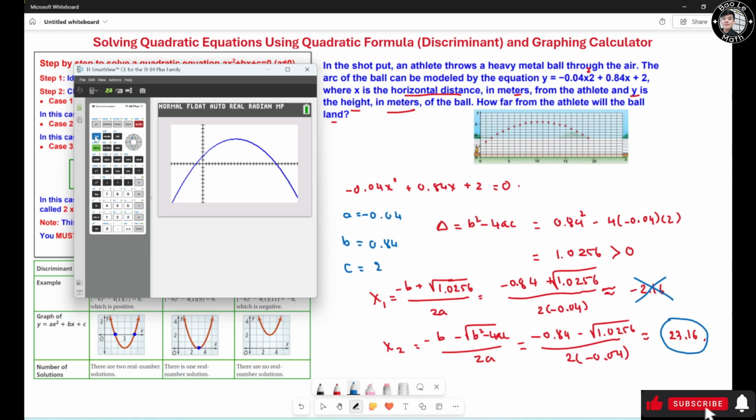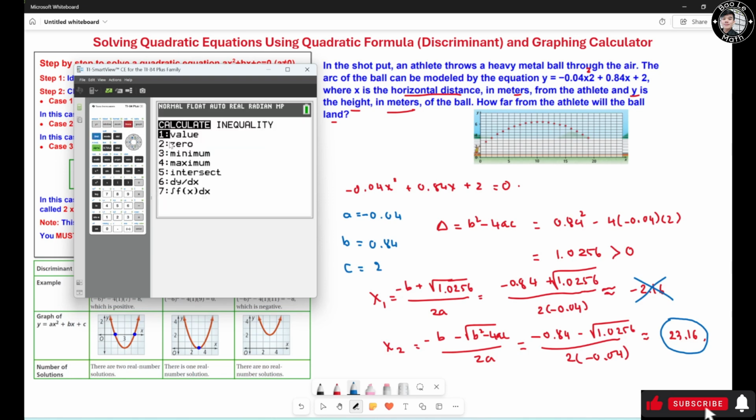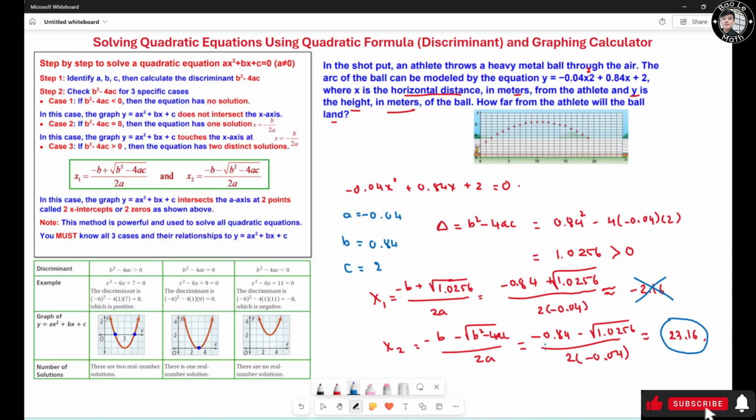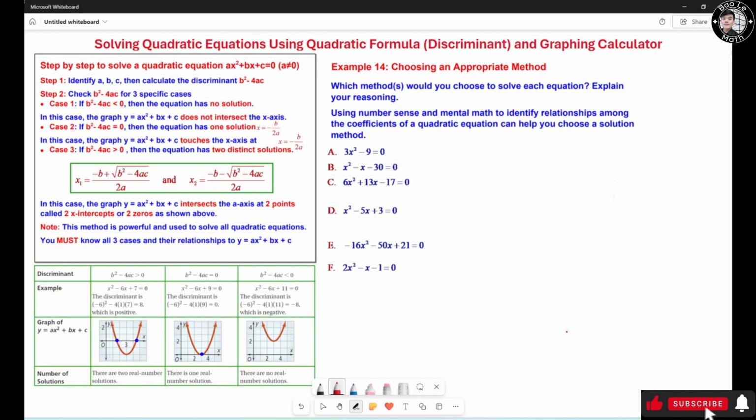So you hit second trace to find the 0, hit enter, right? And move your cursor to the left of 0, hit enter. Move your cursor to the right of 0, hit enter. And then move your cursor inside of two lines, hit enter. So the answer is 23.158, right? So you just write 23.16, right? Now let's move on to the last example.